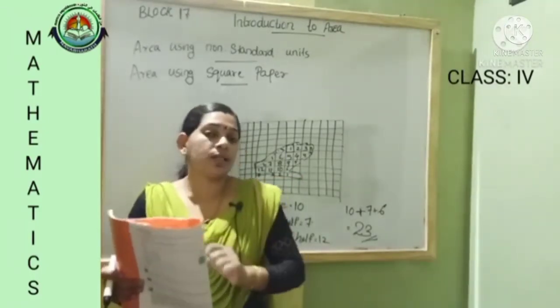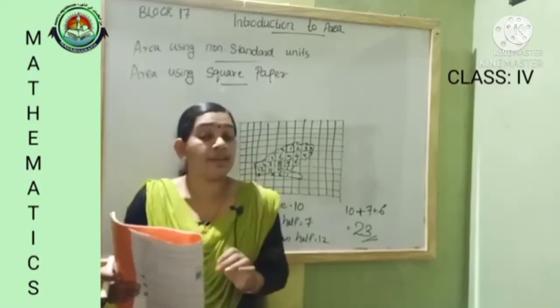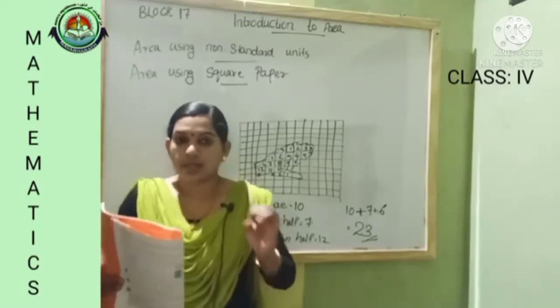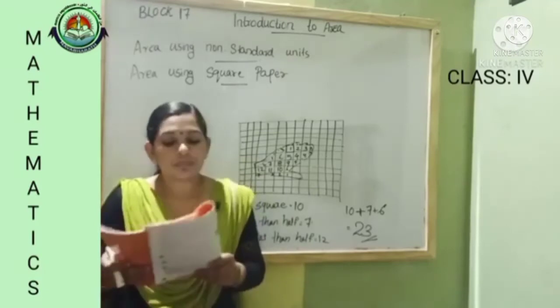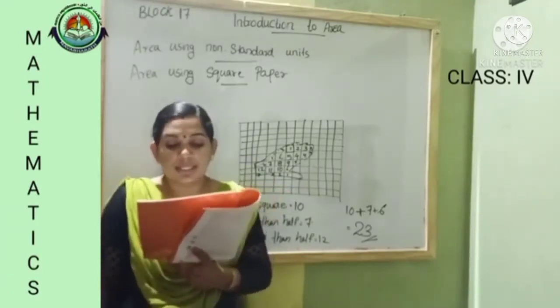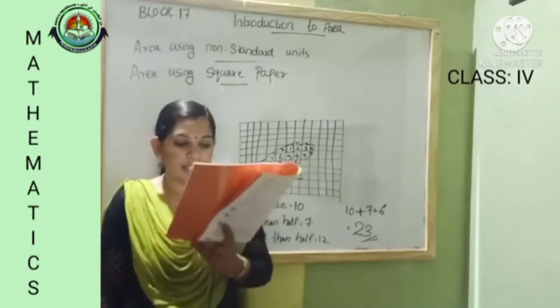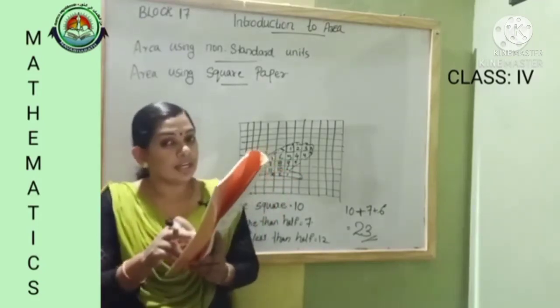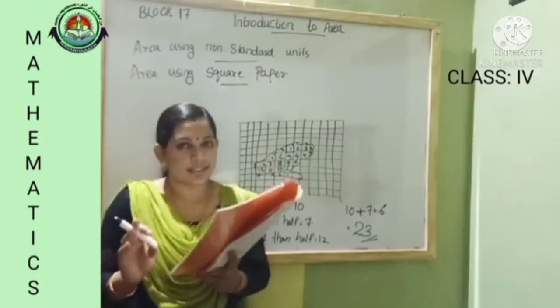28 small squares are there. Clear? So what is the area? 28. First 16, second 28. Clear? Then second question, estimate the area of each shaded figure. The size of each square is 1 centimeter. So draw the figures in your notebook, then only you write the answer.